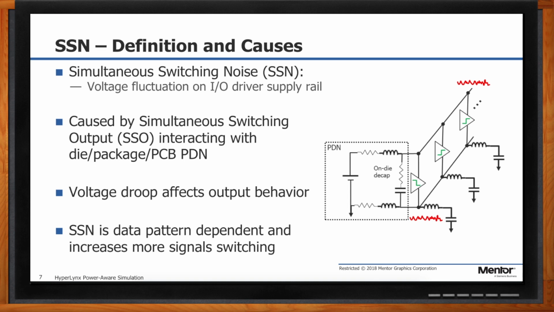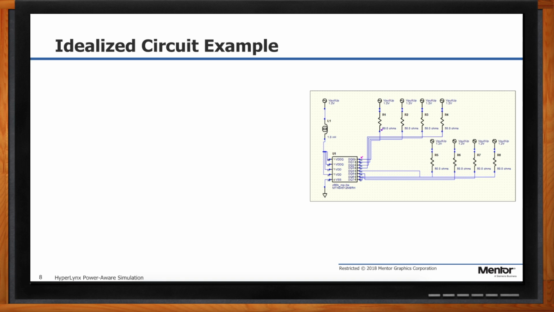So the point with SSN is it's very pattern dependent, and we can use specific patterns to sort of exacerbate that demand for current and aggravate the problem. Now, just by way of demonstrating this, let's take a look at a simple example. And this obviously isn't a real circuit, right?